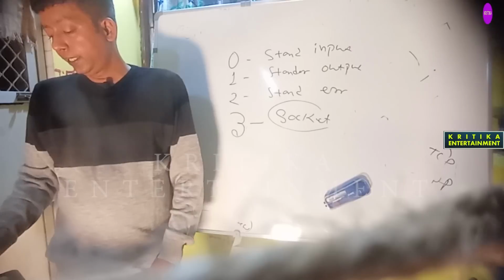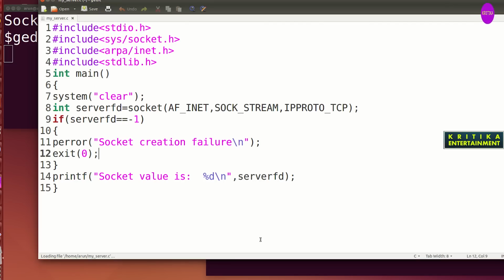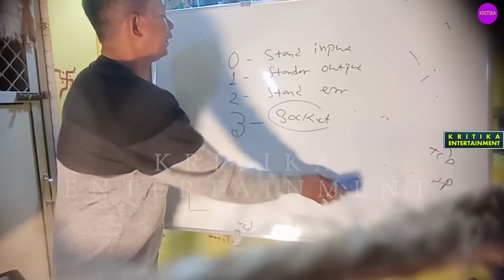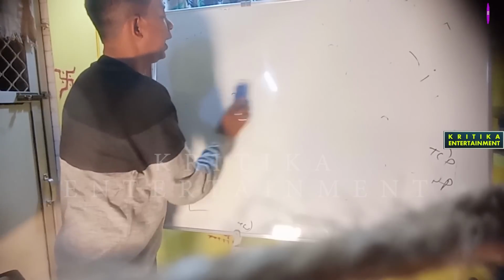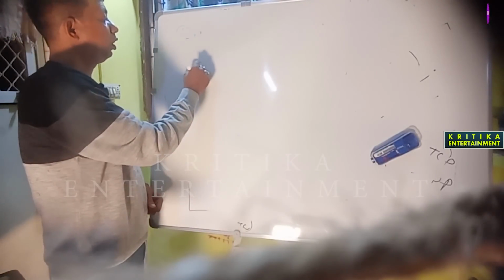Then the next program will start again. After declaring the socket, what will start here? I will declare the internet structure. How do we declare the internet structure? You see it. Here you write struct.